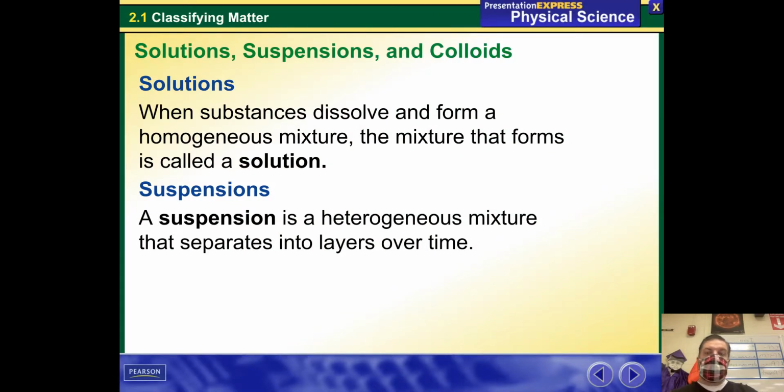Solutions. When a substance dissolves and forms a homogeneous mixture, the mixture that forms is called a solution. If I take a little bit of salt, pour it in water, stir it up, the salt dissolves completely, it looks like water. Okay. Suspension. A suspension is a heterogeneous mixture that separates into layers over time. Oil and water. If I take oil and I pour it in water, and I mix it up in a blender, I'll get a liquid, but over time they will separate.